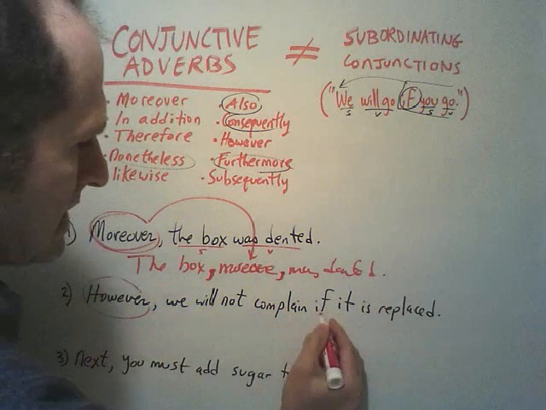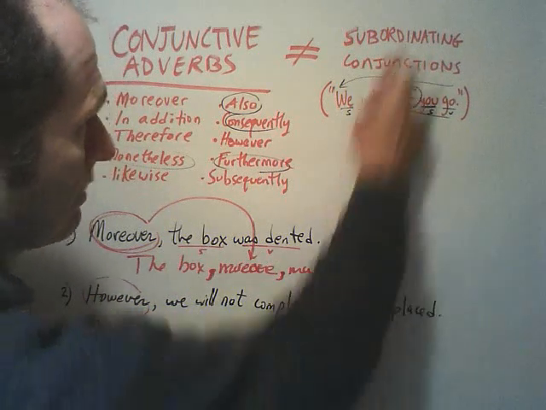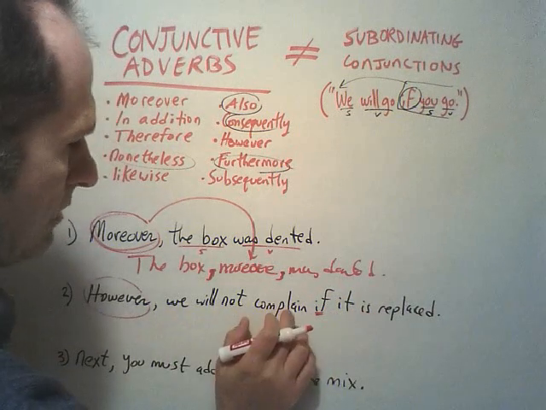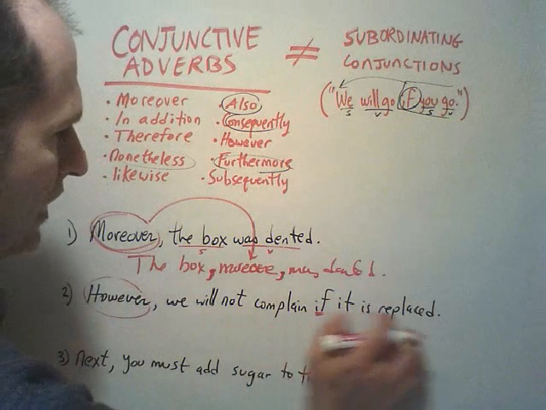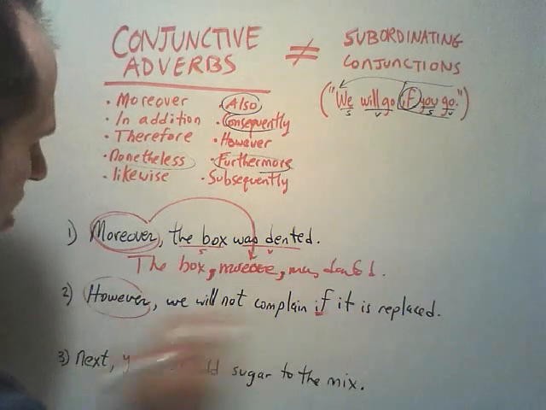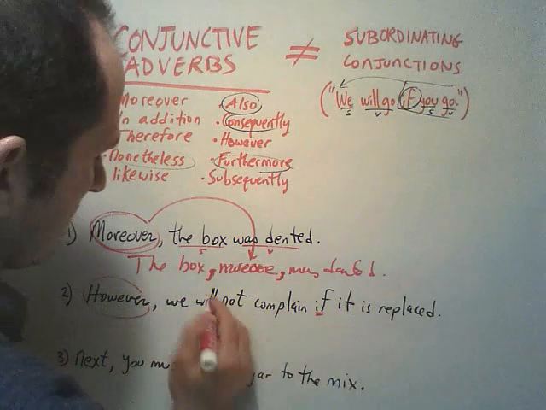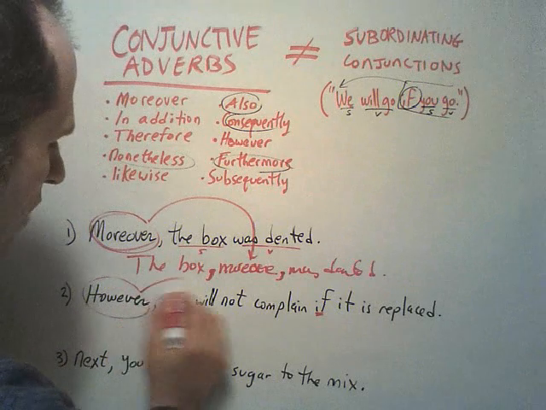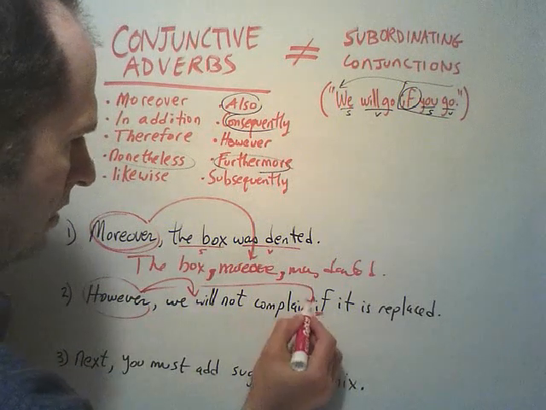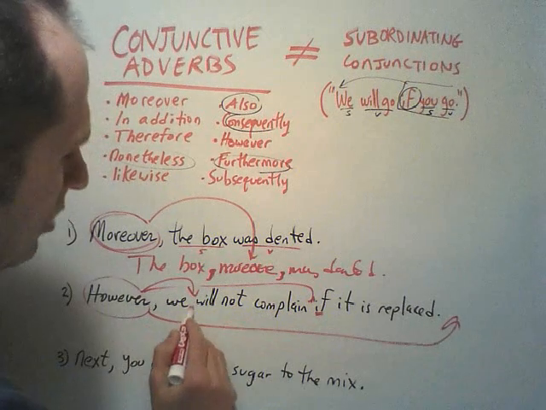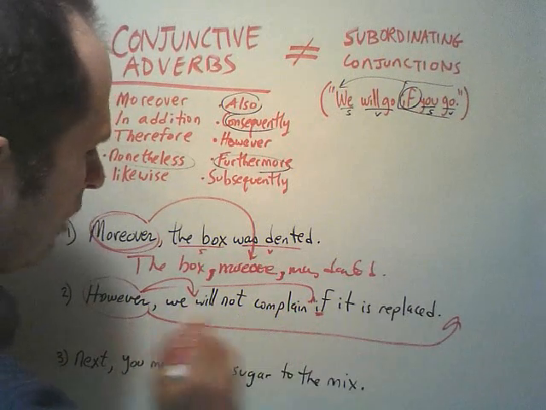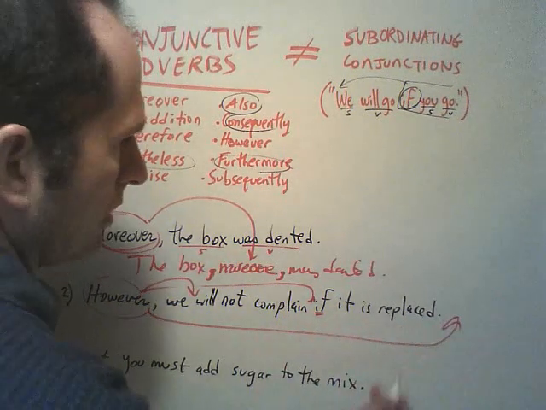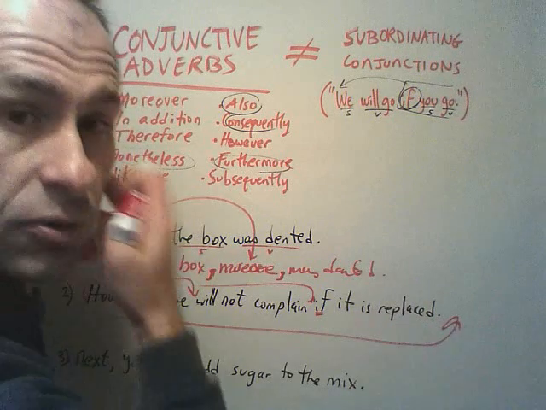Now this has a genuine subordinating conjunction here, if. So now notice you can go, if it is replaced, comma, we will not complain. So you can say, however, if it is replaced, comma, we will not complain. Or you could also say, however, comma, we will not complain if it is replaced. So now notice I can take the however and I can put it right here, I can put it right here, I can put it at the end. I can say, we, however, will not complain if it is replaced. Or, we will not complain, however, if it is replaced. Or, we will not complain if it is replaced, however. I can put it all over the place. That's what a conjunctive adverb can do.